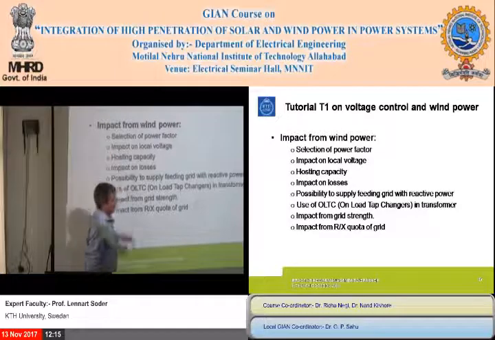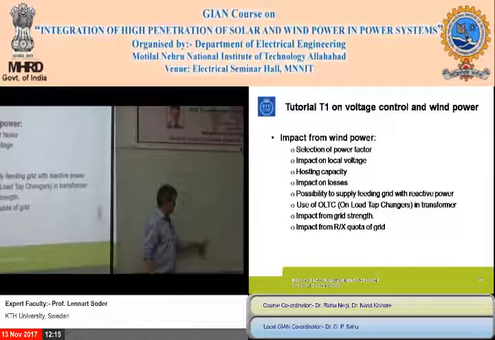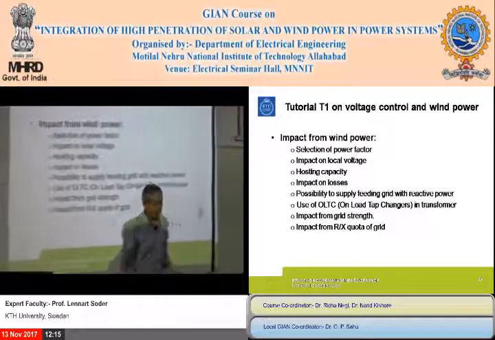Impact on local voltage. This is, of course, that if the wind goes up and down out here, then the voltage there will change. So that is, of course, one issue.